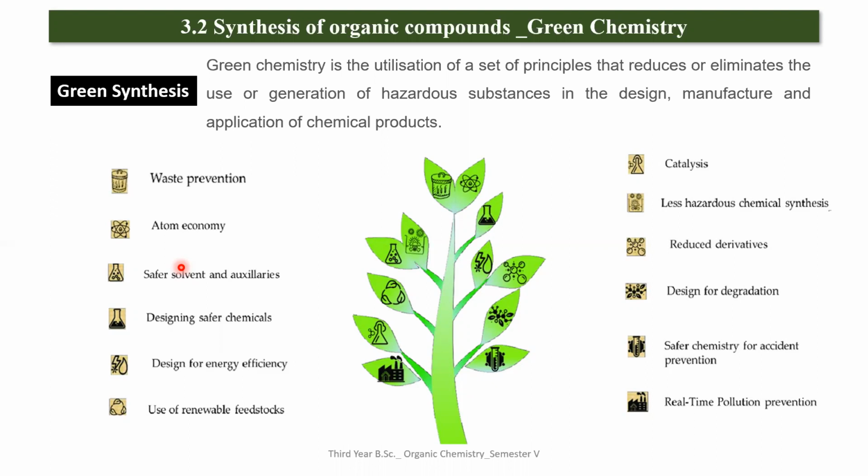The next one is use of renewable feedstocks. The basic renewable feedstocks are biomaterials. Petroleum products are currently in use on a large scale, and these sources are depleting. Whatever petroleum sources we take from nature may sometimes vanish, they may be finished, right? So we should use renewable sources.